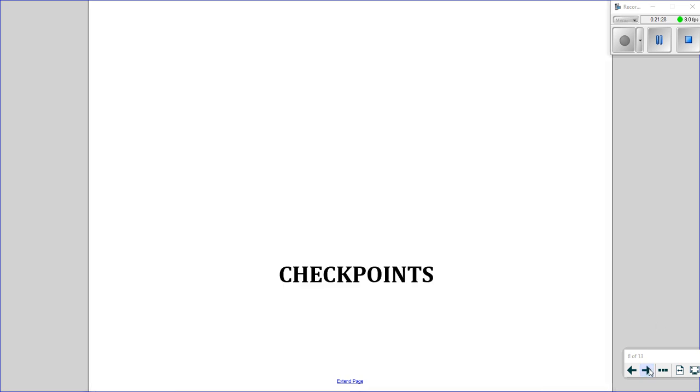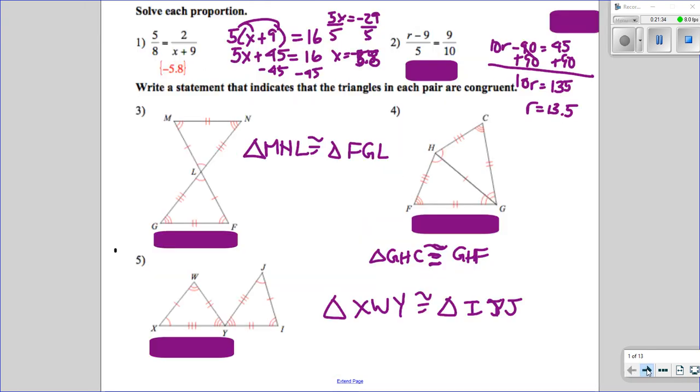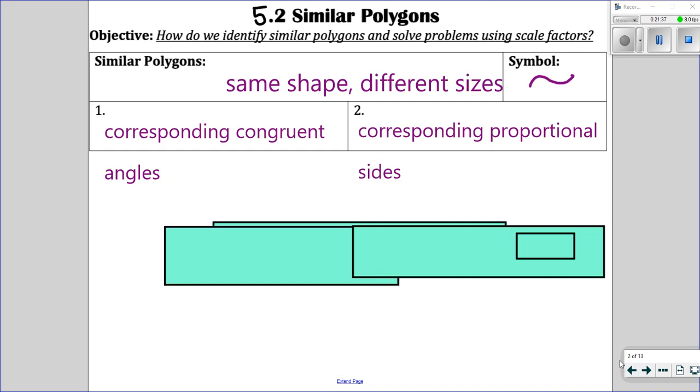All right. So we're at the end. Just to recap, we learned about similar polygons. I'm so stuck on triangles. We learned the symbol for similar, which is the squiggly line. We know that similar polygons mean same shape but different sizes. And in order to know that the 2 polygons are similar, we're looking for corresponding congruent angles and corresponding proportional sides.